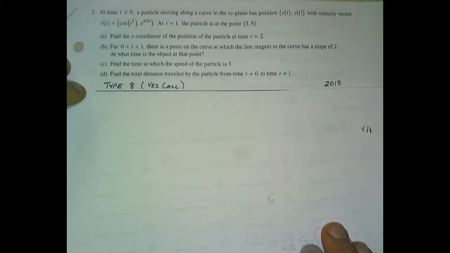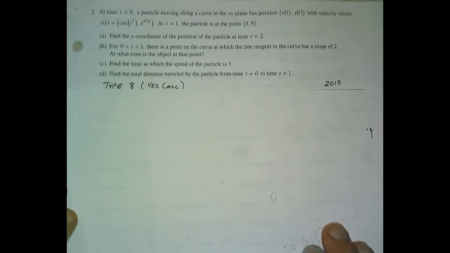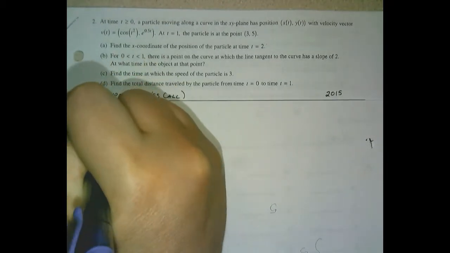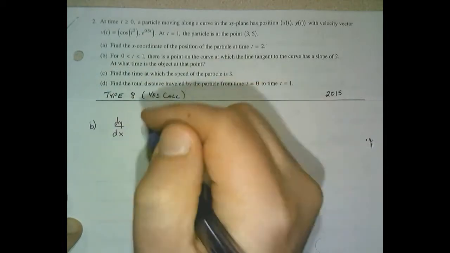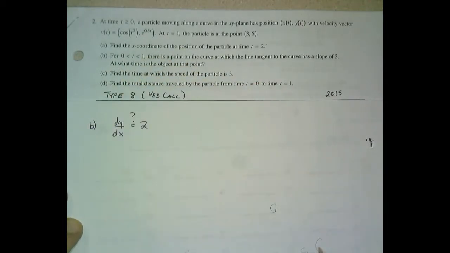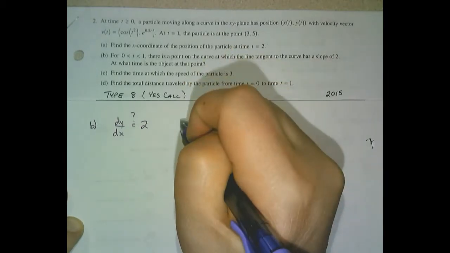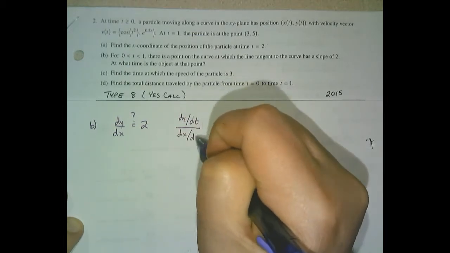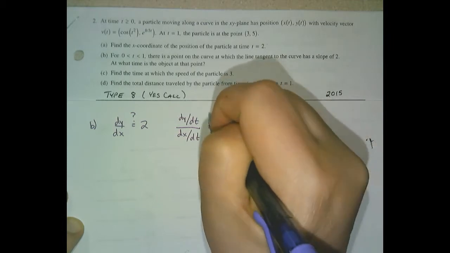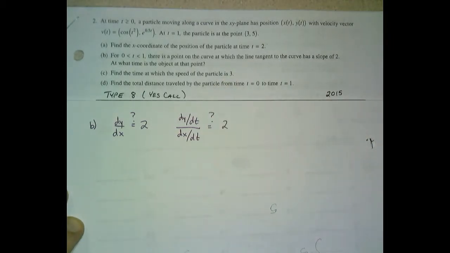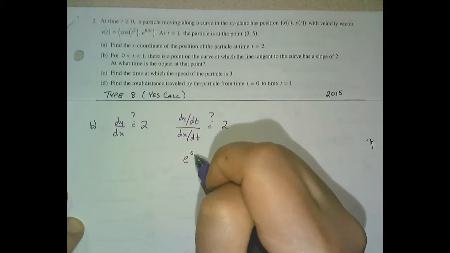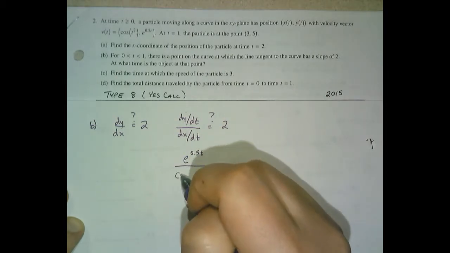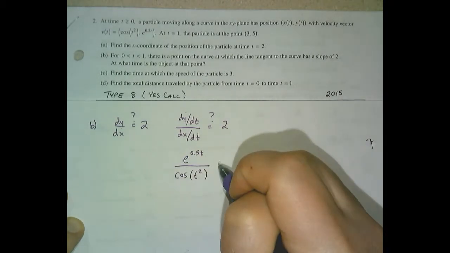Part B, find the time between 0 and 1 that the slope of the tangent line is 2. So, we have a case where we're being asked, at what time does dy dx equal 2? That's the question. Because we're in parametric world, we know dy dx is dy dt over dx dt, and we want to know when is that 2, at what time. That's the question being asked. Once you've understood the calculus of the question, it's dropped to not a calculus level question, but just a solving equations question.